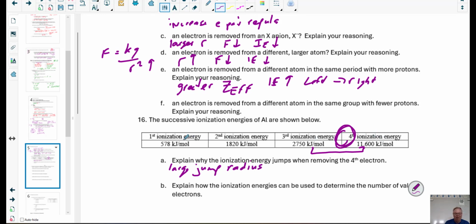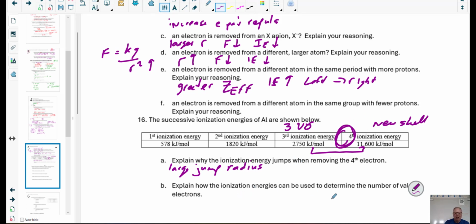So it's like electron 1, electron 2, electron 3. That would be like something that has 3 valence electrons. So if this is 3 valence electrons, this must be in a new shell. Right, so some new shell much further away from the nucleus.